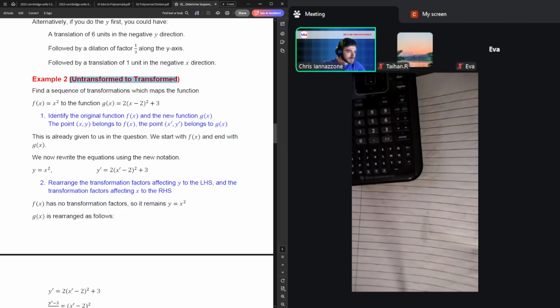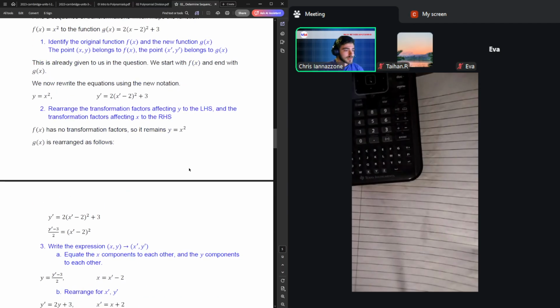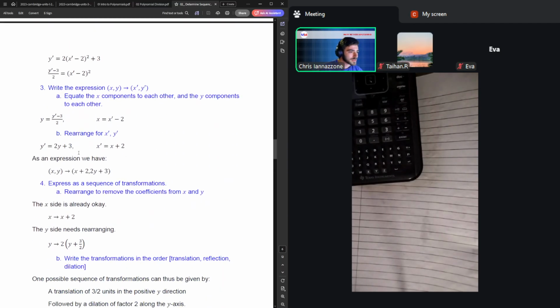There's a full other example in here, which is the opposite way. You're starting with something with no transformations on it and getting to something that is transformed. The reason why this is in here isn't because it's really any different. It's literally just to highlight that when you get to this stage, one of the stages was to rearrange for x dash y dash. If you remember from before, we didn't need to do it. It was already on its own.